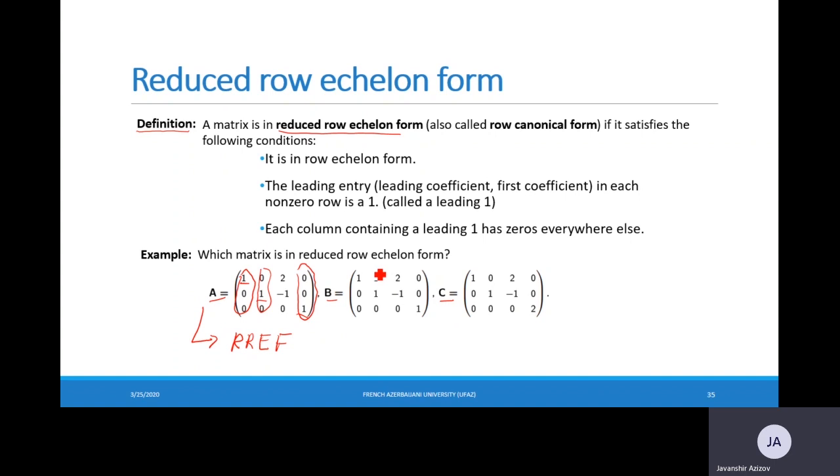Let's look at the second one. This matrix is also in row echelon form because in each row the number of zeros is strictly increasing. Then the first condition is true. Leading coefficients are 1s. Finally, we consider columns containing a leading 1. In the second column, there is a non-zero element except a leading 1. Because of this, this matrix is not in reduced row echelon form.